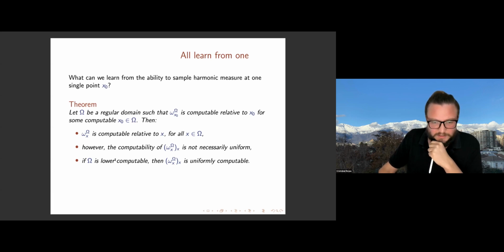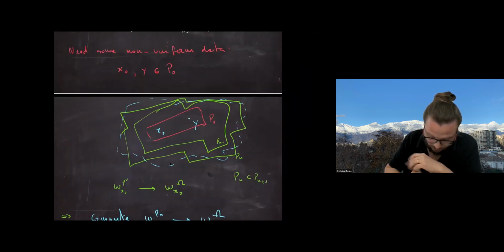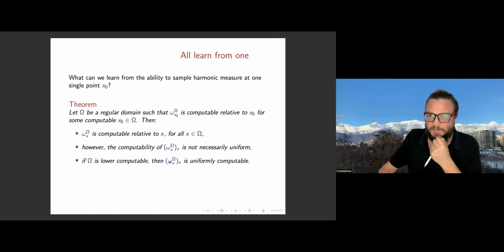Actually, the third part, which says that if we assume the domain itself to be lower computable, then the computability of the harmonic measure becomes uniform, can be seen already here, because in that case we do not need this non-uniform information anymore. If we know how to enumerate the domain omega, then all this construction can be done uniformly. And that's why the third point is true.